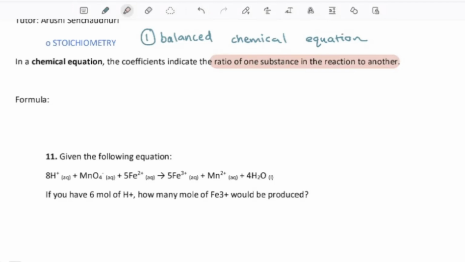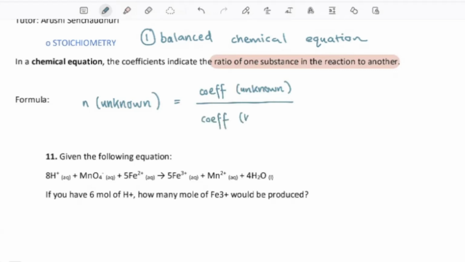So the formula that I'm going to introduce for this part, you've probably heard of it before, is: the moles of your unknown substance that you're looking to find is going to be the ratio of unknown to known. So the coefficient of your unknown, from your balanced chemical equation, divided by the coefficient of your known, multiplied by the moles of your known. You may or may not have seen this being thrown around a bit, but let's see how we can use it.